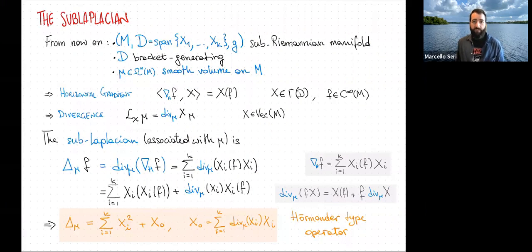So we have a Hörmander type operator. This one is bracket generating. So we know that this is a hypoelliptic operator, and hypoelliptic operators have lots of properties. So they are very nice operators to work with.